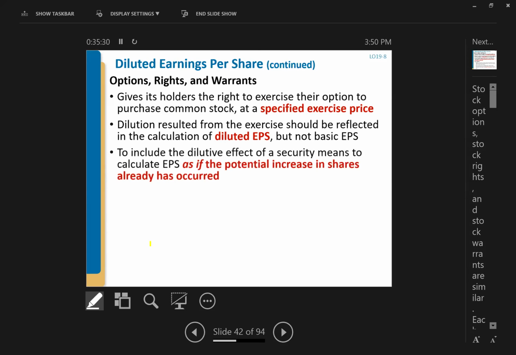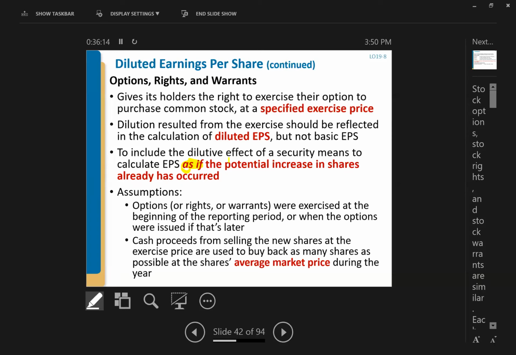To include the dilutive effect of securities means to calculate earnings per share as if, and that's important, as if the potential increase in shares has already occurred. All right, so when we're doing our weighted average, we're not going to prorate this unless we issued those options partially through the year. But if they were issued or offered prior to the current period, we treat it as if they were exercised at January 1st, or they were outstanding for the whole period.